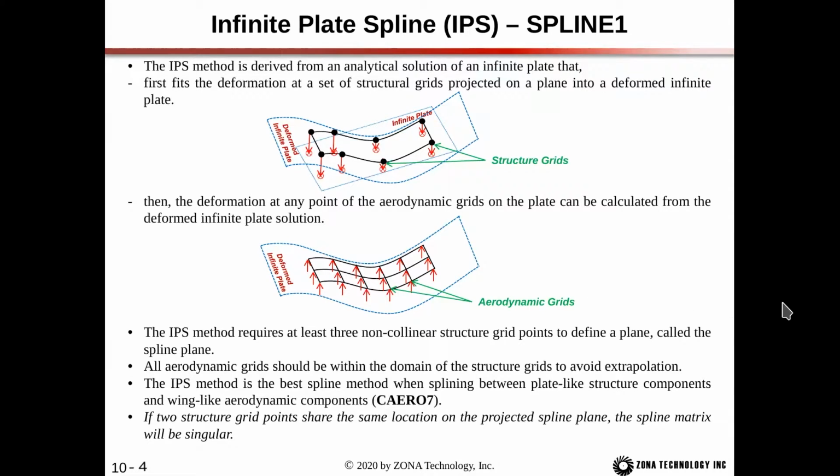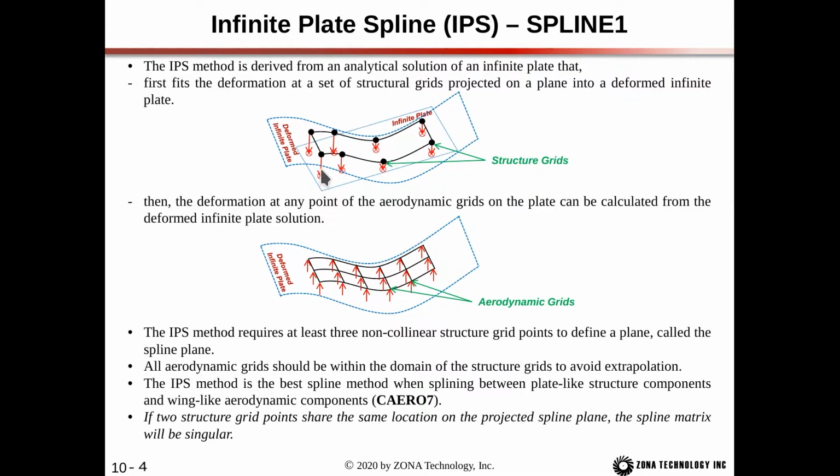So the IPS method requires at least 3 non-collinear structure grid points to define the plane, which is called the spline plane, and all of the aerodynamic grids should be within the domain of the structure grids to avoid extrapolation. So you can see that our analytical solution here, we have an infinite plane. So in theory, the aerodynamic boxes could be anywhere on this infinite plane.